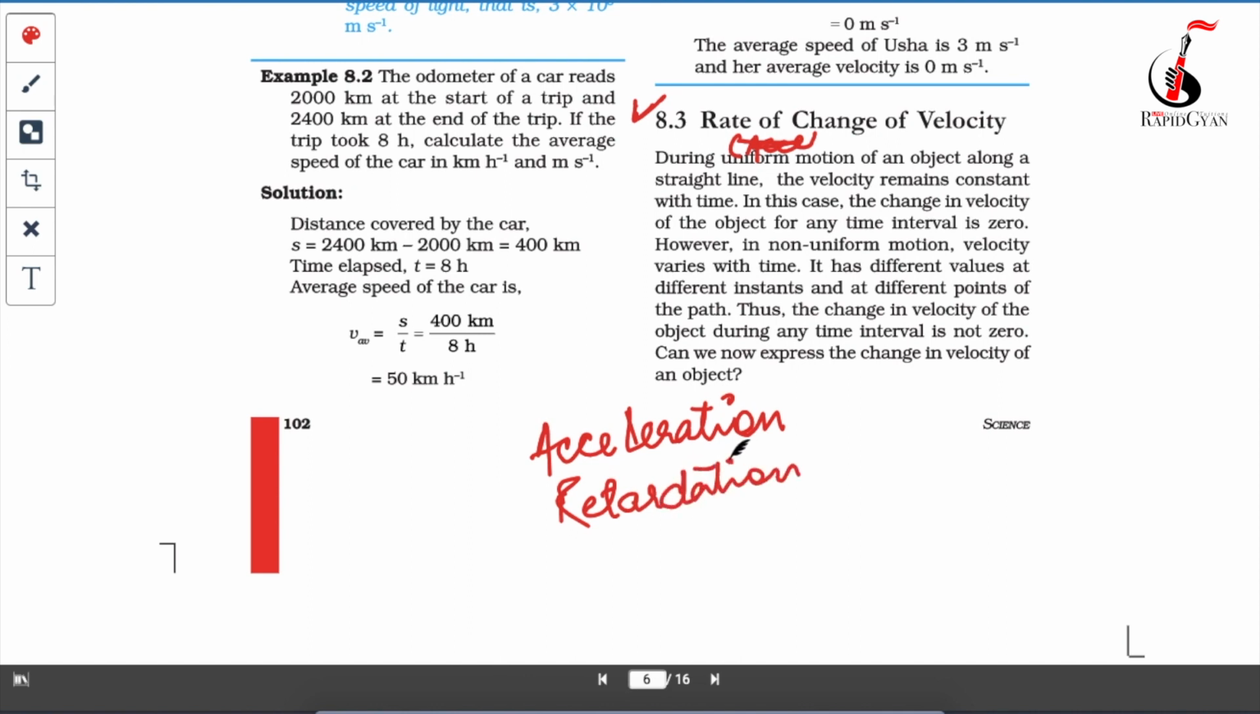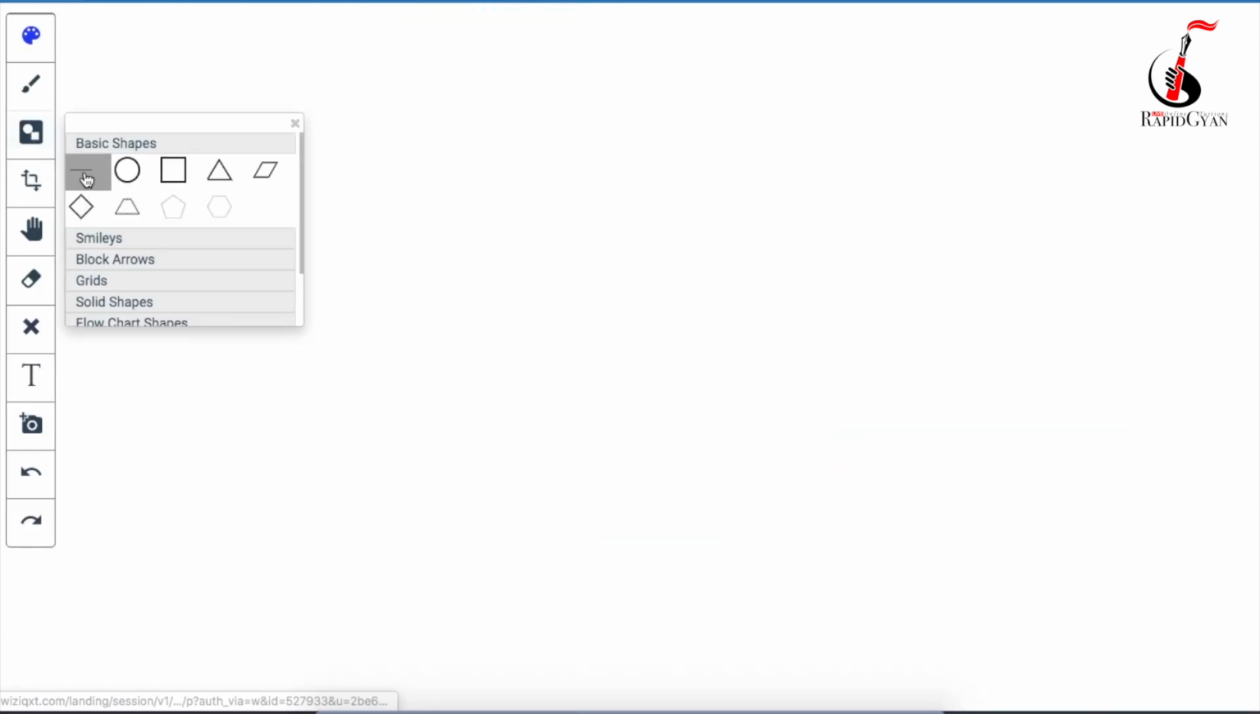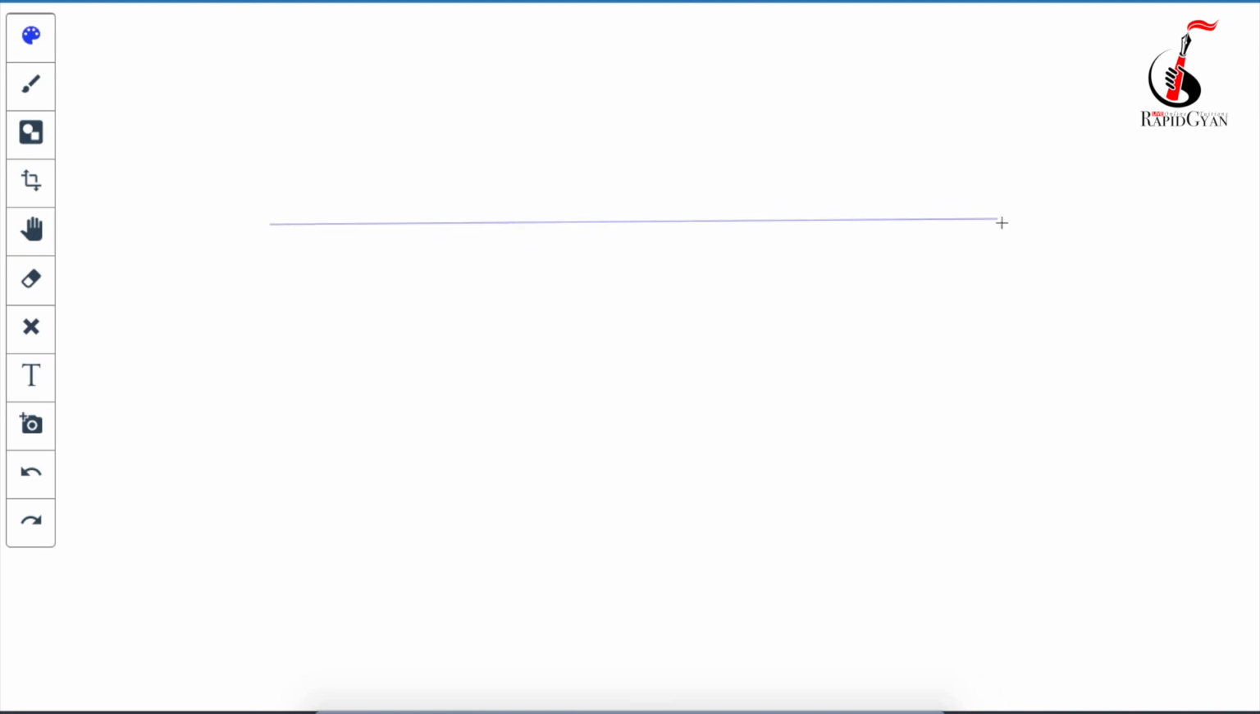So what is acceleration, what is retardation? I will explain with an example. Suppose you are going from your place to your friend's house, or to a playground, to your school, or anywhere. This is your house, I will say A, and this is your friend's house B. The total distance, I will say, is 5 kilometers: 1, 2, 3, 4, and this one is 5.